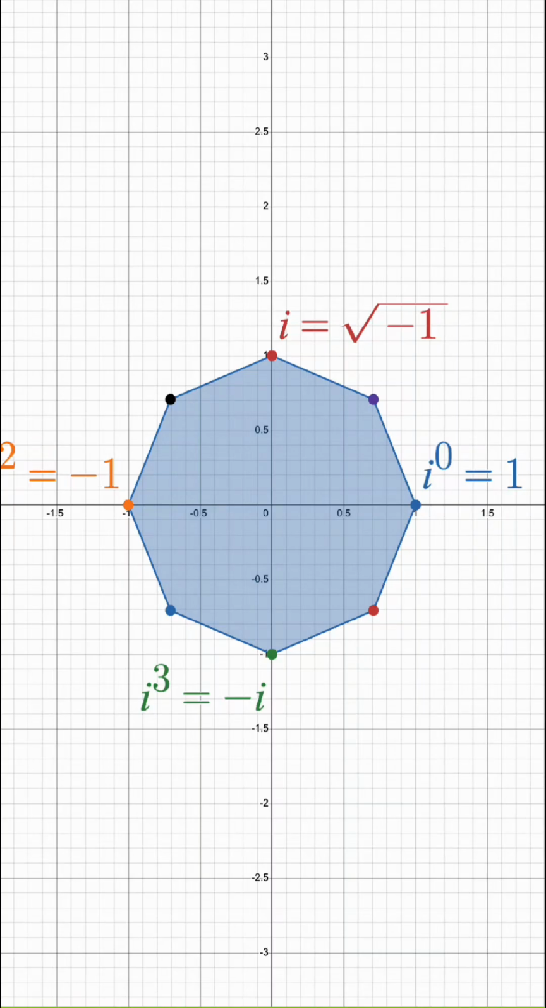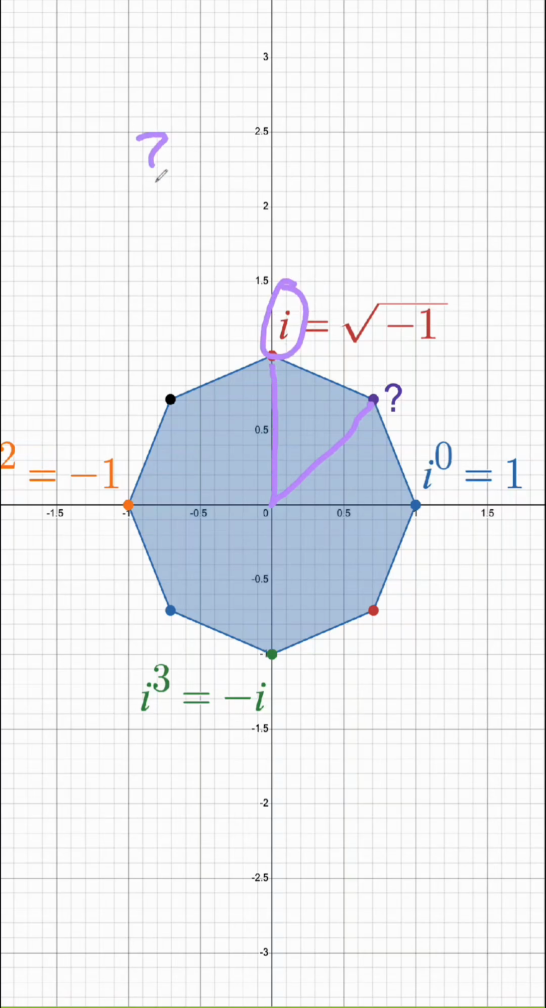The question is, how do we find those points in between the other 4 points? If we think about it, that point in purple between 1 and I is halfway between those two. Or we could say that if we do 1 times I and it turns into I, there should be something that if we are here and we multiply it by itself, it'll turn into I.